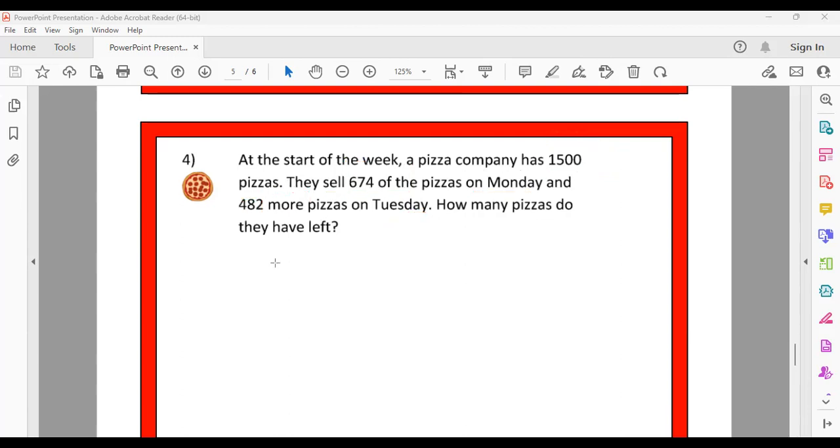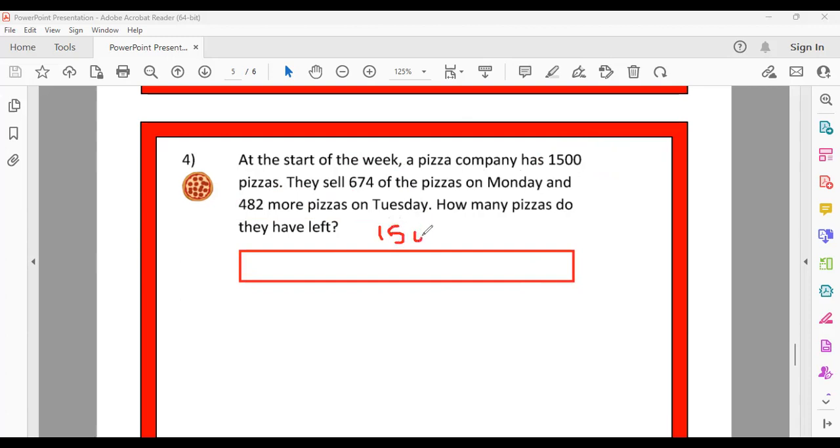Well done. So now let's draw. Okay, let's use our bar. In the beginning, we had 1,500. So this is our beginning bar. We have 1,500 pizzas. Now, on Monday, they sell 674. So on Monday, 674 is sold. Now, you need to find how many pizzas were sold on Tuesday. Then only you can have the balance. Do you understand? So if you have the amount for Tuesday, then you can take this total, take away your Monday, take away your Tuesday, and end up with the balance.